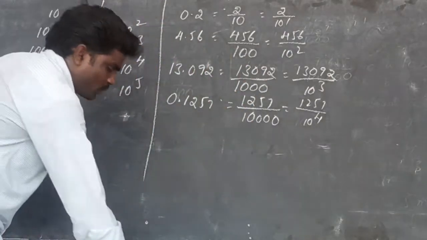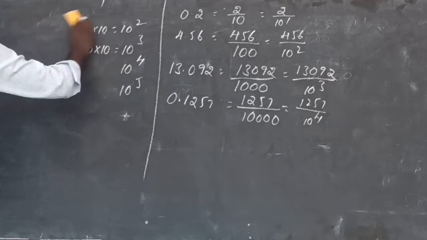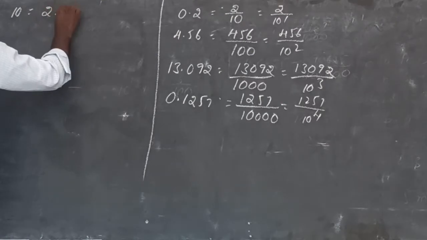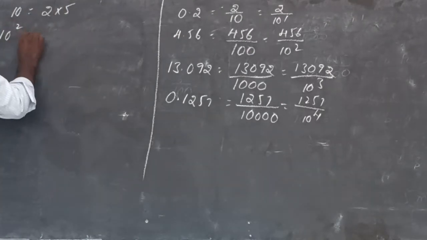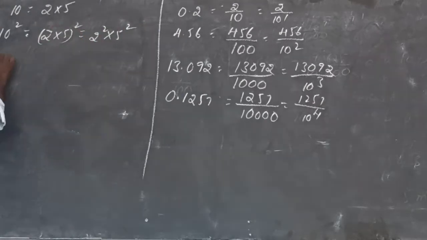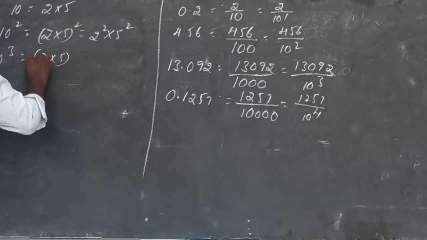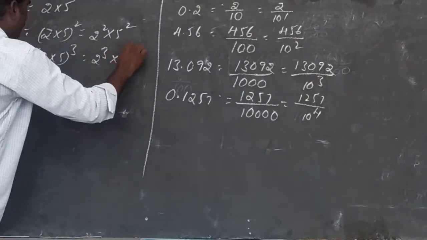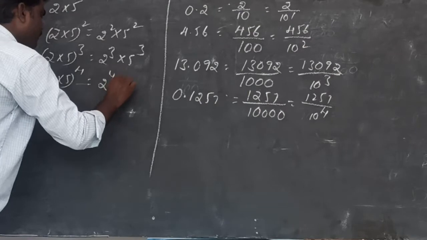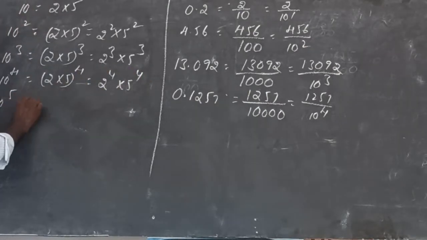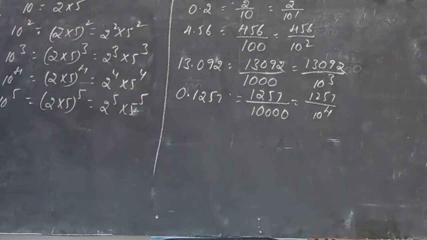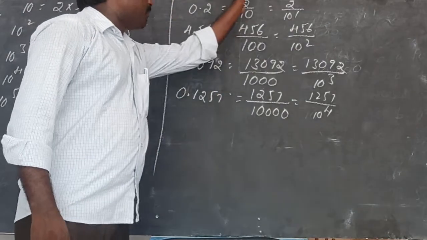Okay, so how can you write 10? Product of 2 and 5. 2 into 5. 10 square, that is 2 into 5 whole square, that is equal to 2 square into 5 square. 10 cube, 2 into 5 whole cube, that is equal to 2 cube into 5 cube. 10 power 4, that is equal to 2 into 5 whole power 4, that is equal to 2 power 4 into 5 power 4. 10 power 5, 2 into 5 whole power 5 is equal to 2 power 5 into 5 power 5. Okay, so the terminating decimals you can write in the form of p by q.